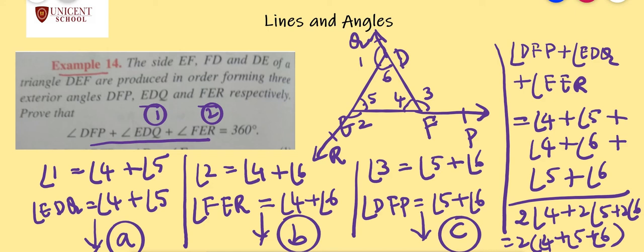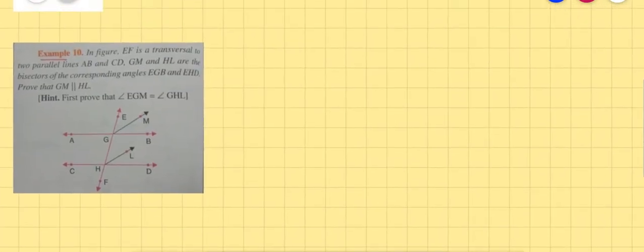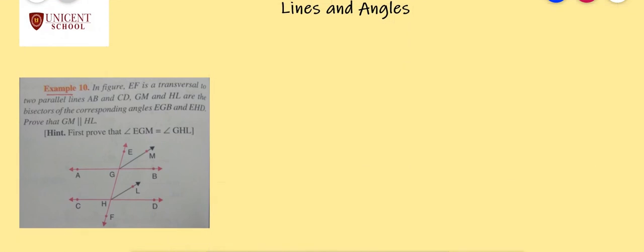So I write 2 times 180, which will give me 360. So we got, according to the question, that angle DFP plus angle EDQ plus angle FER equals 360 degrees. Now let's see what is the next question. Yeah, here is our next question, which is again based on the figure.